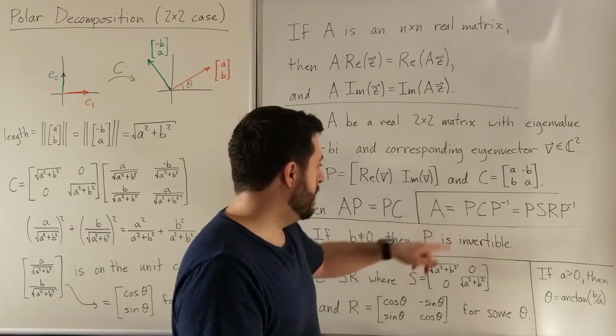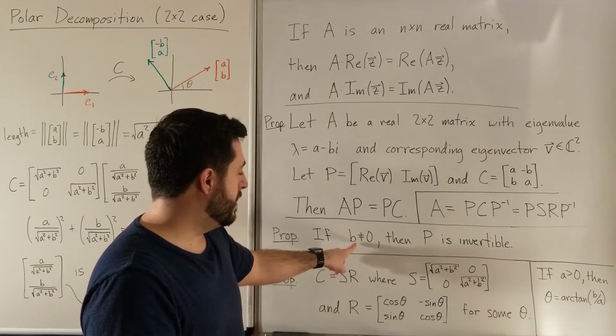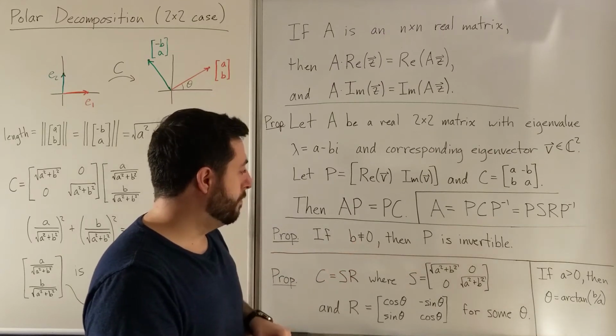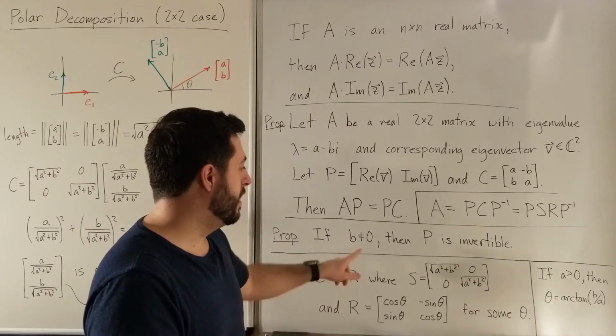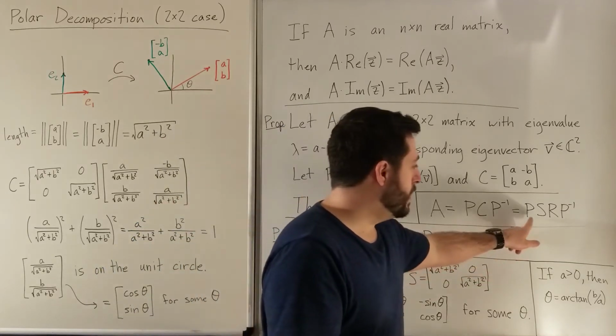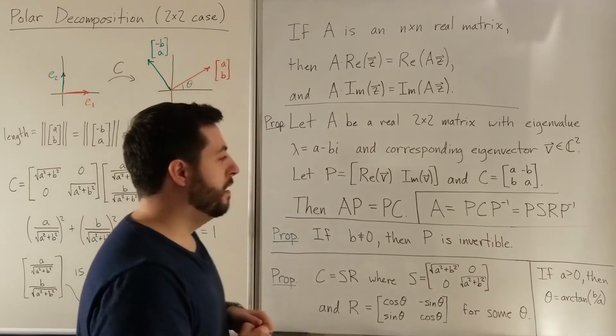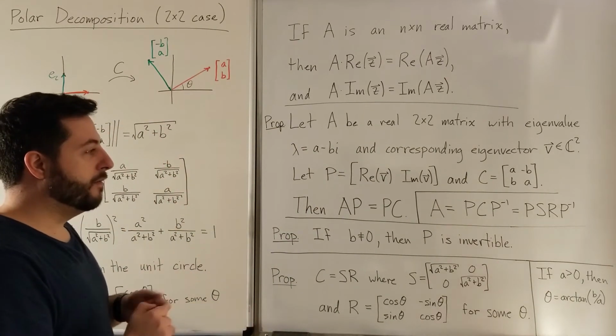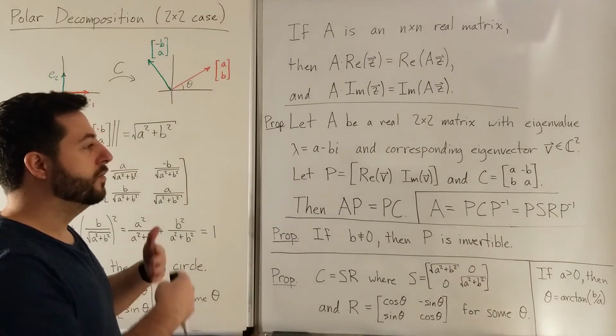So any A such that the eigenvalues are complex, so A is a 2 by 2 matrix with non-real eigenvalues, is going to be able to be written in this form. And then we can use that form to do things like raise A to powers.